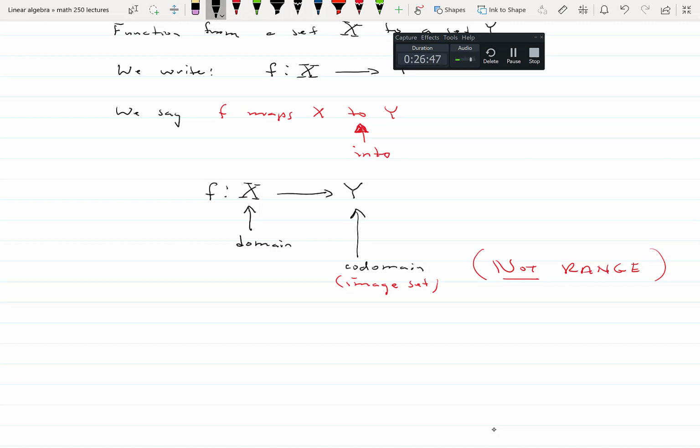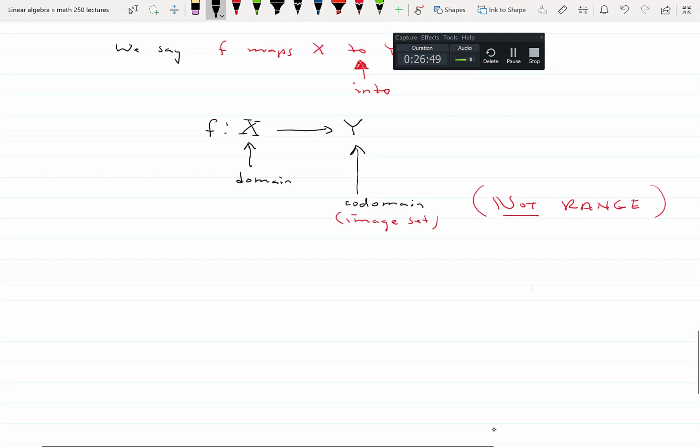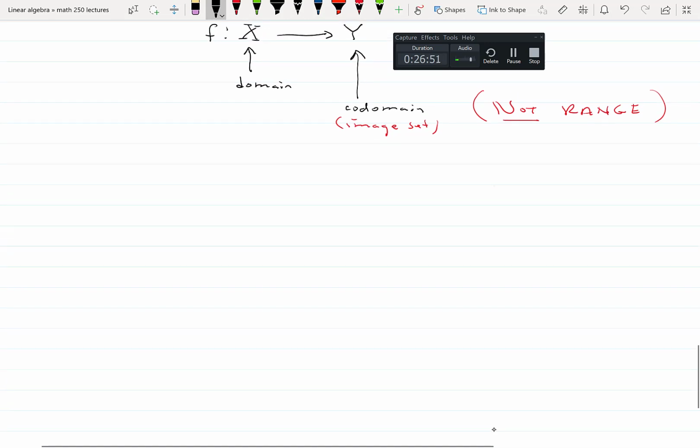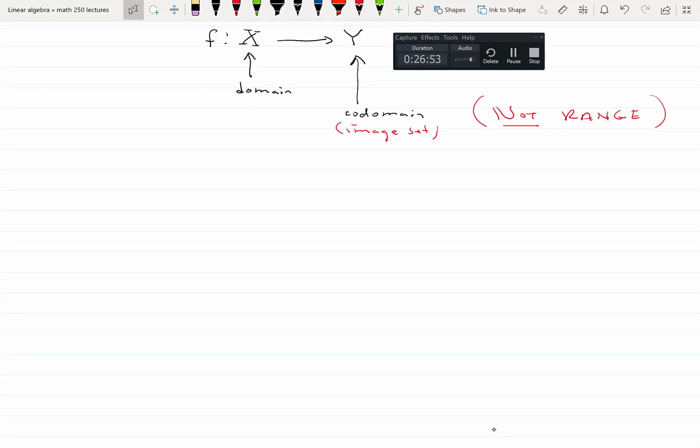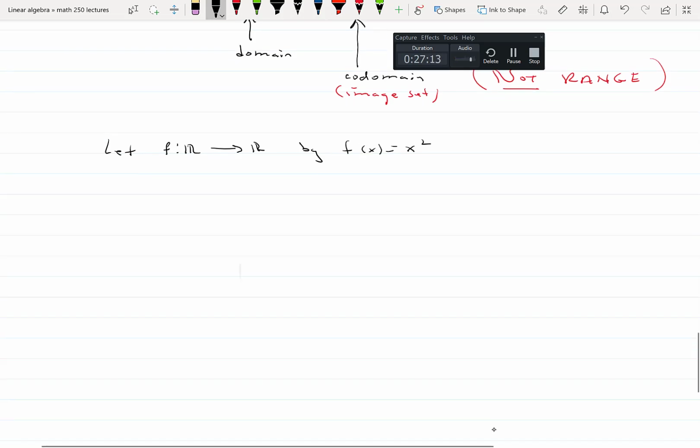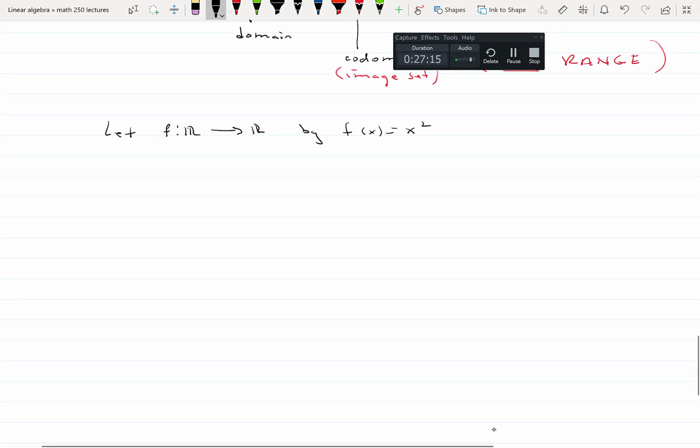Now if you're a little worried about this codomain business, it's no big deal. Let's go back to a very simple function. Let f take the real numbers into the set of real numbers again by the function f of x equals x squared.